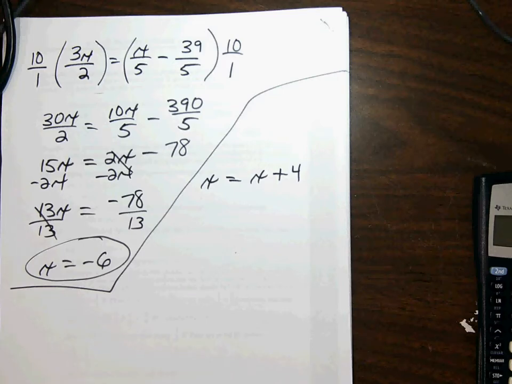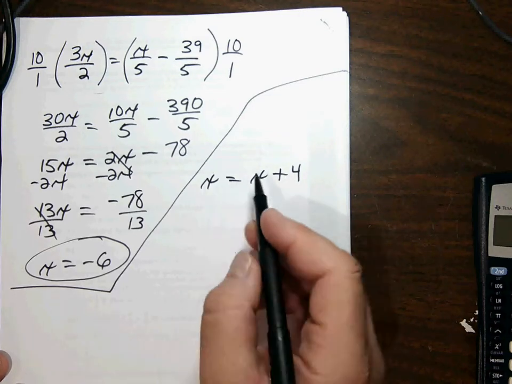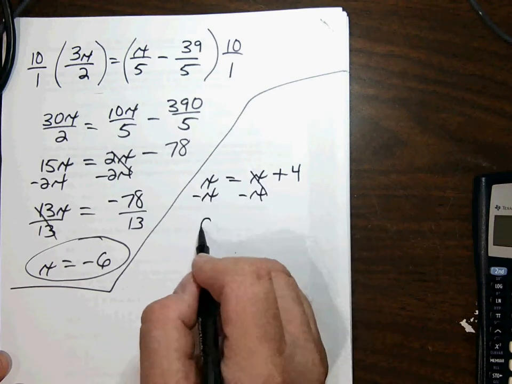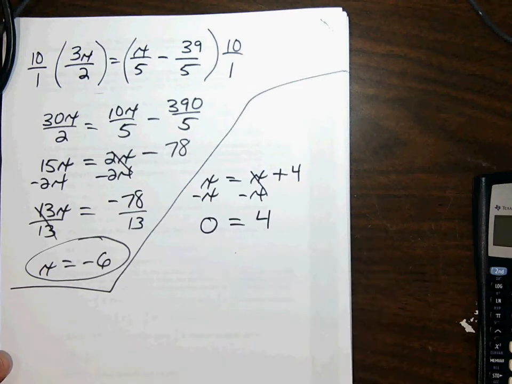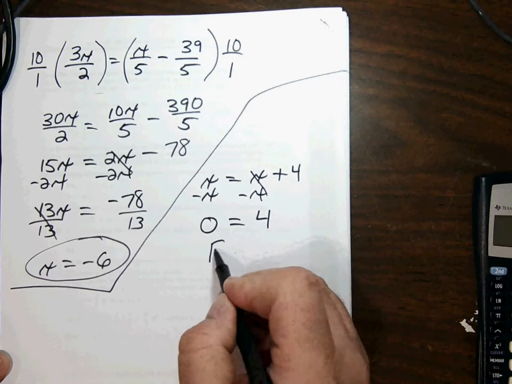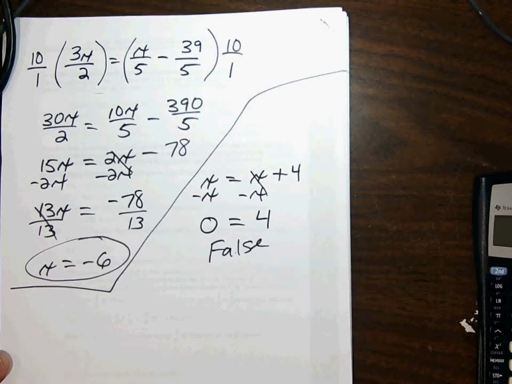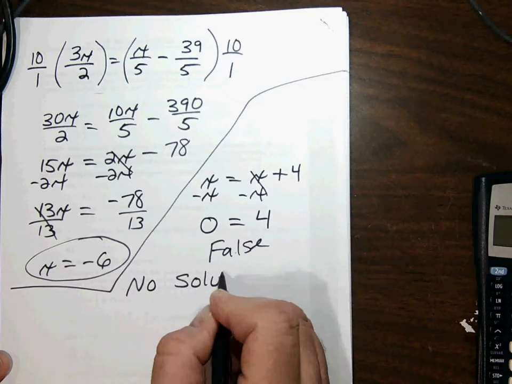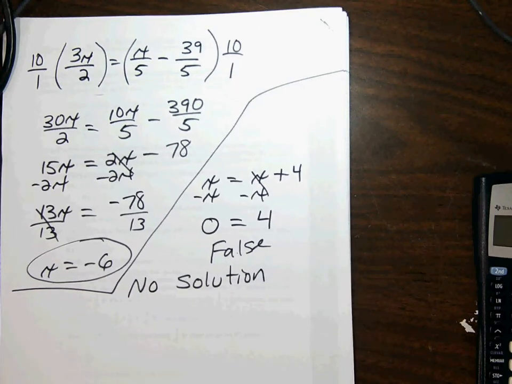So let's say we don't just spot it, and we're going to do our method of solving here. I'm going to put the x's on the left, so I'm going to subtract x from both sides. Well, x minus x is 0, and I'm left with 0 equals 4. Last time I checked, that's a false statement, right? If the x's disappear and I'm left with a false statement, that means there is no solution. No solution to this problem whatsoever. Not one number will work.